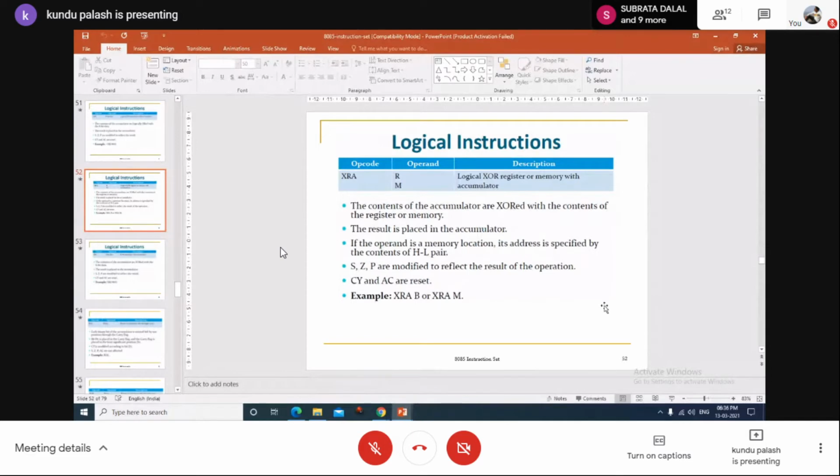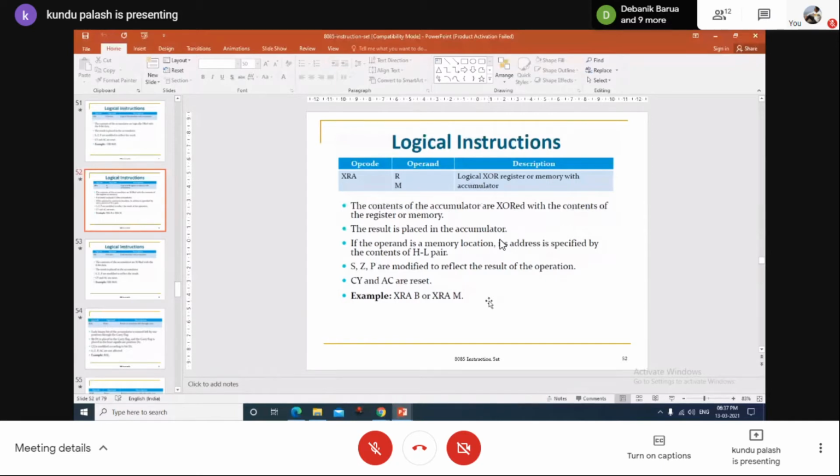What is the operation, bitwise? Bitwise operation means that when the two bits at the respective bit positions are unequal, that is 0 and 1, then the result bit will be set. So that's why the result after the exclusive OR operation will be 1 in the binary number. That should be clearly understood. But the carry and the auxiliary carry flags will be reset as usual. And also the zero flag will be reset. So that is the purpose of the exclusive OR operation.